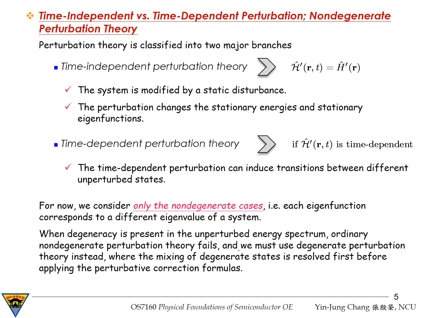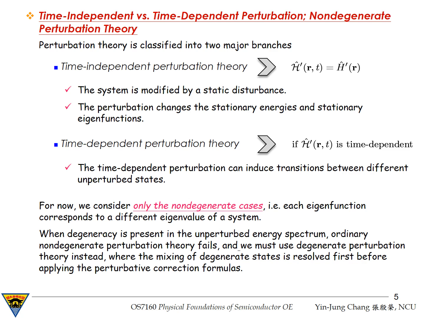The second is time-dependent perturbation theory. In this case, the perturbation explicitly depends on time. Then the Hamiltonian itself changes with time, and the perturbation can induce transitions between different unperturbed states. This is the framework we will later use for processes such as absorption and emission under electromagnetic excitation.